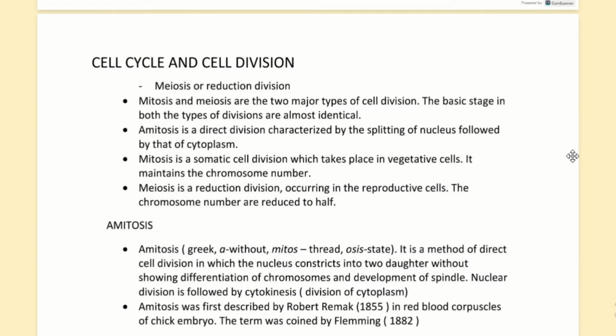Mitosis is somatic cell division which takes place in vegetative cells. It maintains the chromosome number. Meiosis is a reduction division occurring in the reproductive cell. The chromosome number is reduced to half.